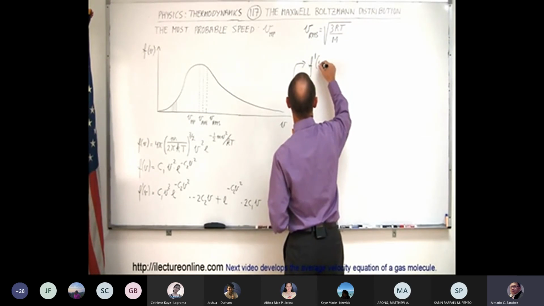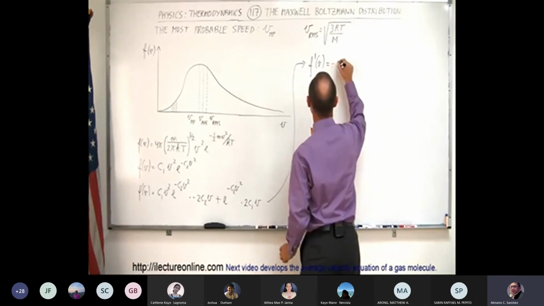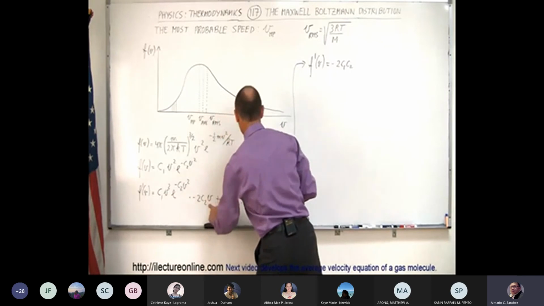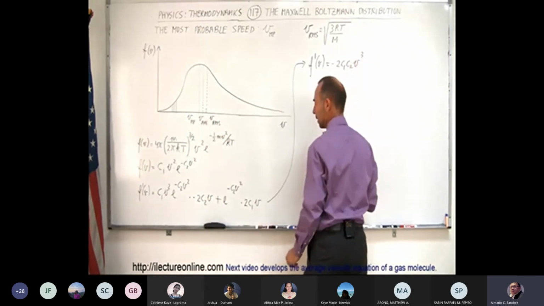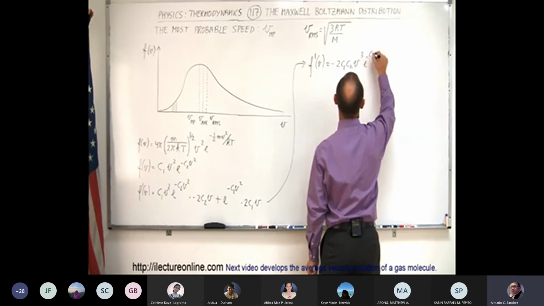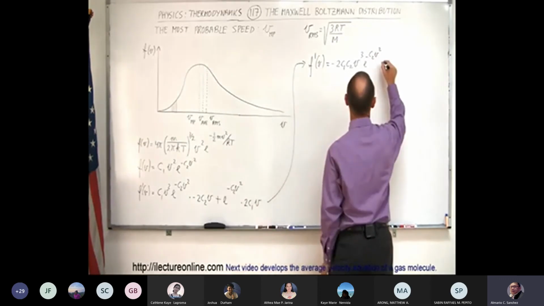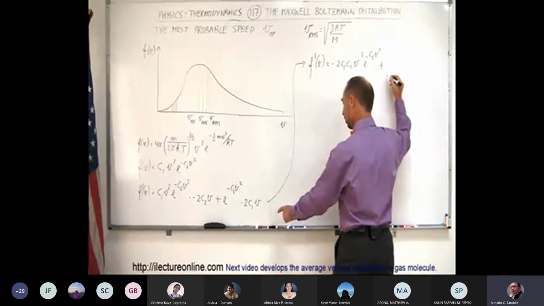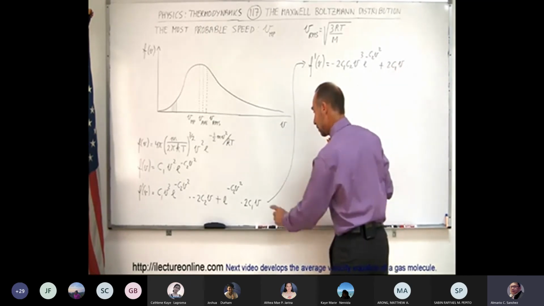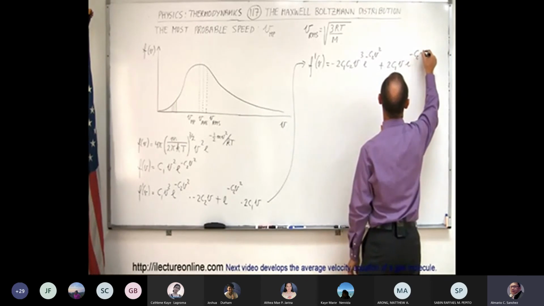So we have f prime of v is equal to, multiply this times this, I'm going to end up with a minus 2c1c2. We have a v squared and a v, that means v cubed, times e to the minus c2v squared. And then on the right side, we have plus 2c1v times e to the minus c2v squared.